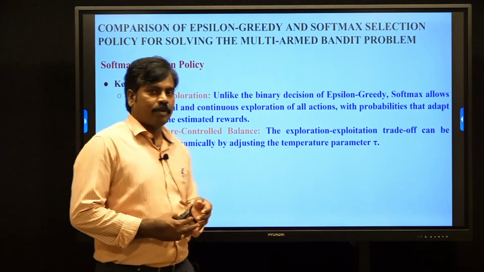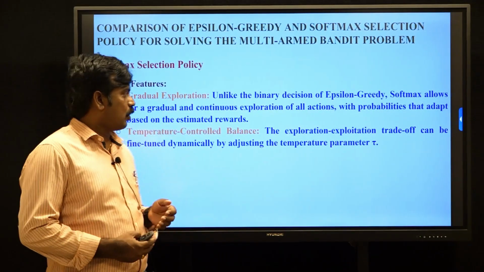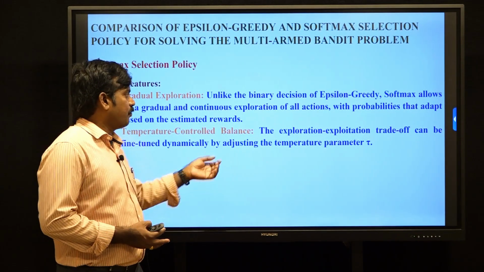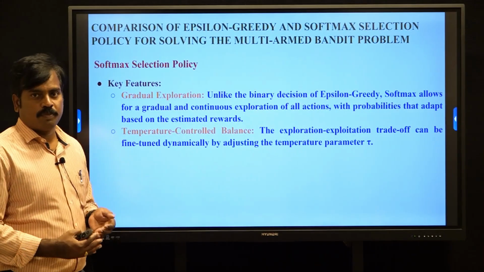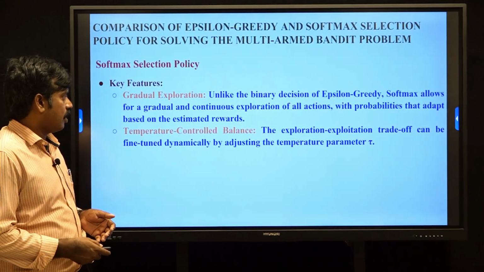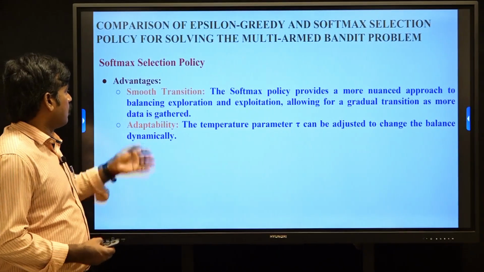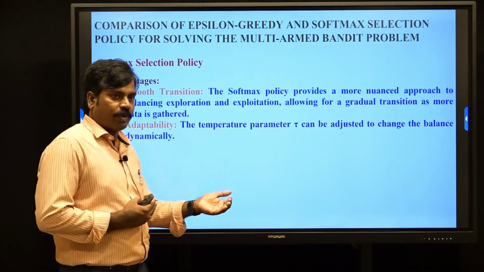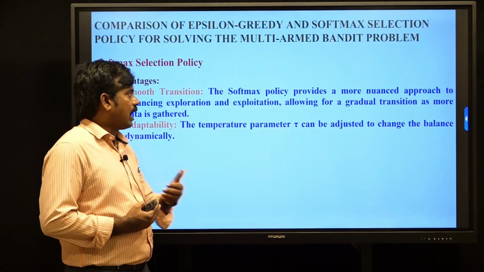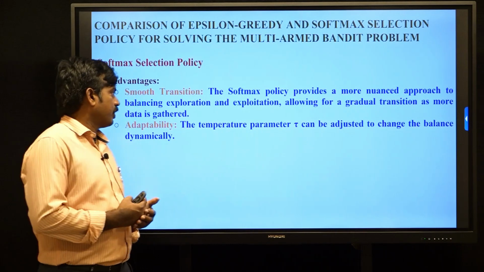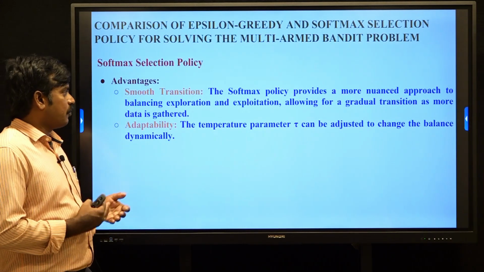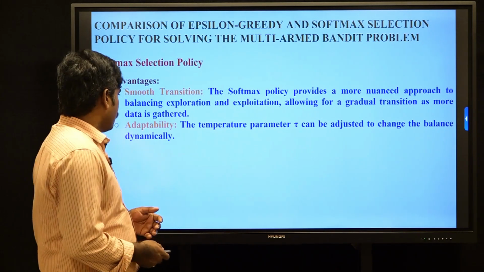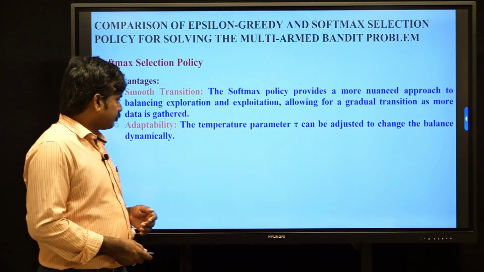Next is the temperature parameter. Temperature, or tau, is one of the important features. It fine-tunes both exploration and exploitation operations. The next advantage is the smooth transition from exploration to exploitation, a gradual transformation of the operations. Next, adaptability. It works dynamically, so it is adaptable to any environment based on the tau parameter.